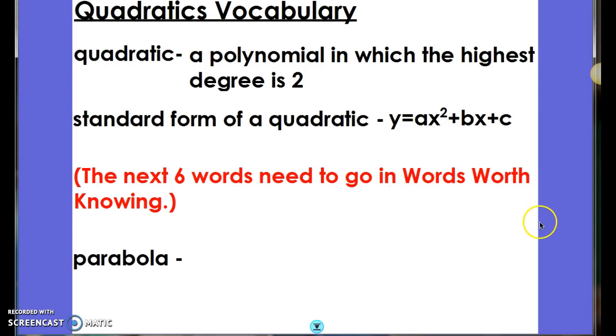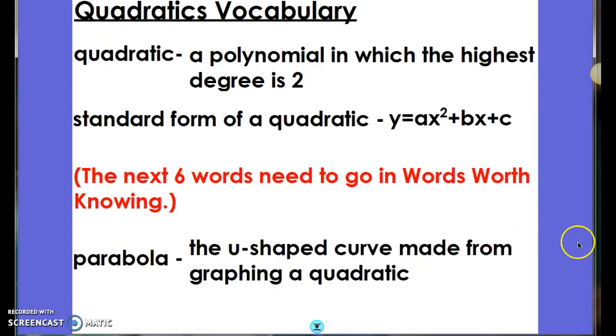The next 6 words that we are going to find need to go in your Words Worth Knowing. So you need to get out your interactive notebooks, go to Words Worth Knowing, and define these next 6 words. The first one we're going to define is a parabola. A parabola is the U-shaped curve made from graphing a quadratic. So when we graph a quadratic equation, it's going to make a parabola. This is what a parabola looks like.